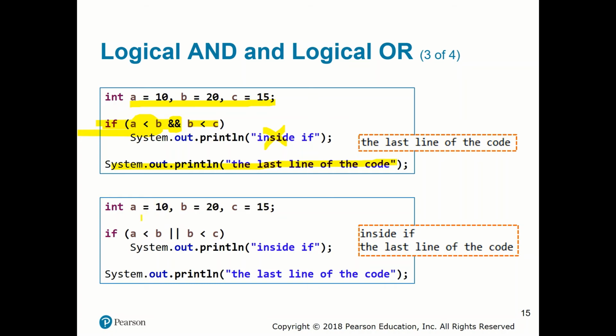And for the OR operator, A is 10, B is 20, C is 15. The OR operator also evaluates both sides. So this is true and this is false. Even if this is false, the OR operator evaluates this as true, because only when both are false does the OR operator result in false. So at this time, the inside of the if is printed out, and this line is also printed out.